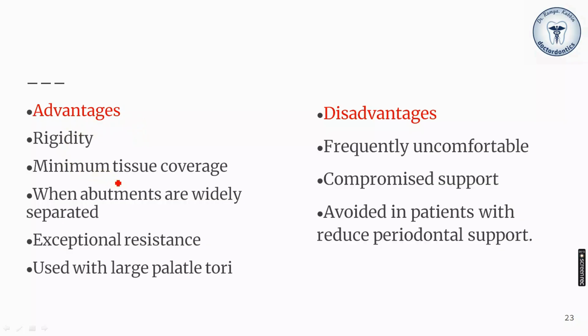It has minimum tissue coverage because you have an opening in the middle. It is used when abutments are separated widely, when one abutment is far away from another one. At that time you can use this connector. It has exceptional resistance and is used whenever there is a large, inoperable torus. Disadvantages: they are uncomfortable and should not be used when there are compromised abutments, like periodontally weak abutments, and they are avoided in patients with periodontally weak abutment teeth.